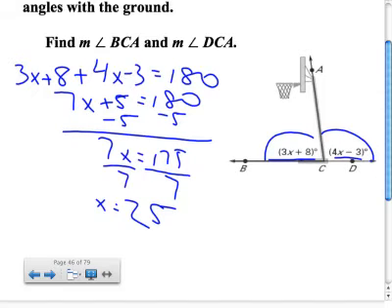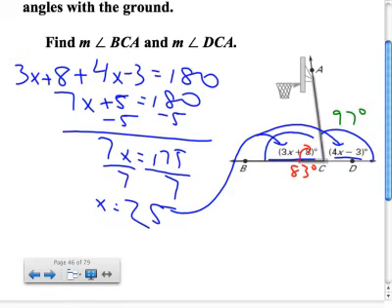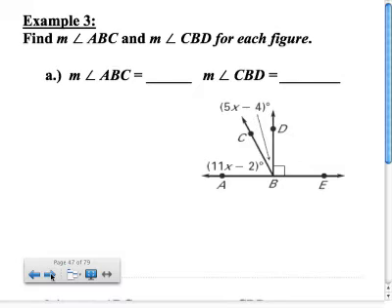And now all I'm going to do is plug back in for x here and x there. So 3 times 25 is 75 plus 8 is 83 degrees for this angle. And 4 times 25 is 100 minus 3 is 97 for this one. Again, just applying these angle relationships to certain diagrams.